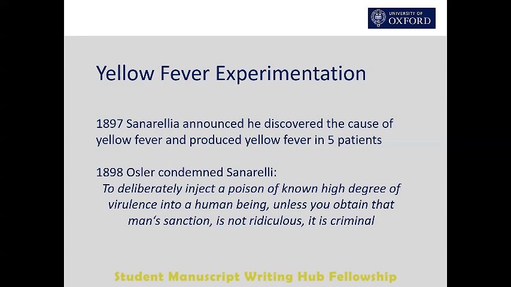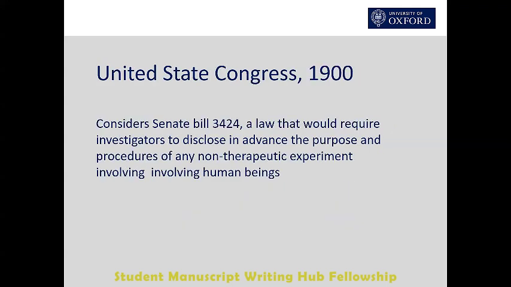And Osler then condemned that action publicly and said, by deliberately injecting poison, because there was no cure for yellow fever. So now that you've produced yellow fever in 5 people, in the name of discovering the organism, you've infected 5 people with yellow fever. They're going to live with the consequences for the rest of their lives. And so he came up and said, deliberately injecting a poison with virulence as high as yellow fever into human beings without obtaining the consent of that person is criminal. And that was when you started to evolve the thinking around ethics. And you see what it meant.